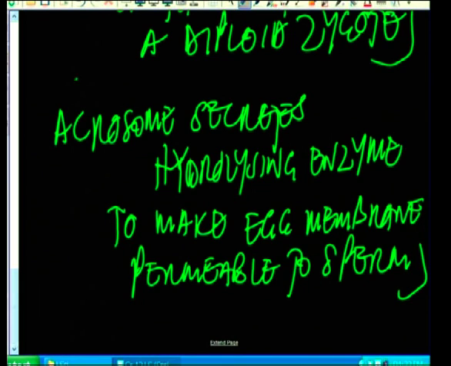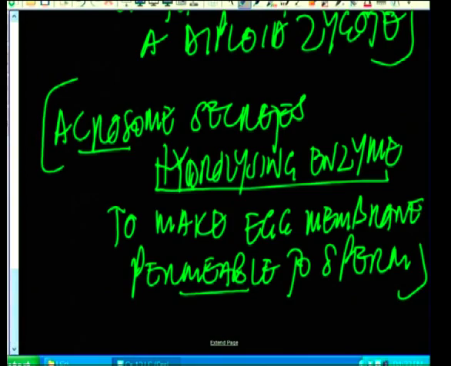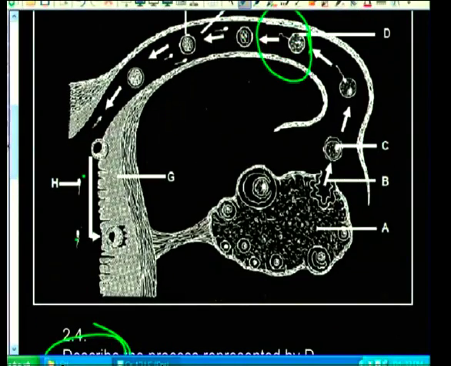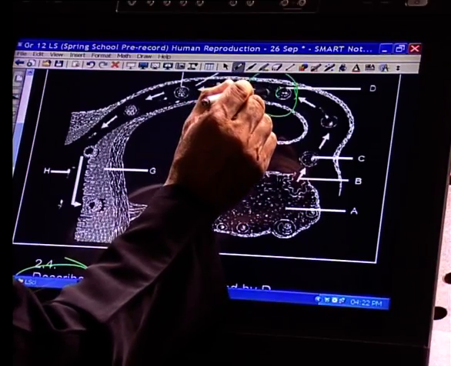This is one of the suitabilities of the sperm. It has an acrosome which secretes the hydrolyzing enzyme to make the egg membrane permeable so it can go through. Permeable means to allow it to pass through. So that's what we are talking about there. In other words, as they come there, the acrosome will make this membrane here permeable so that the head of the sperm goes in.